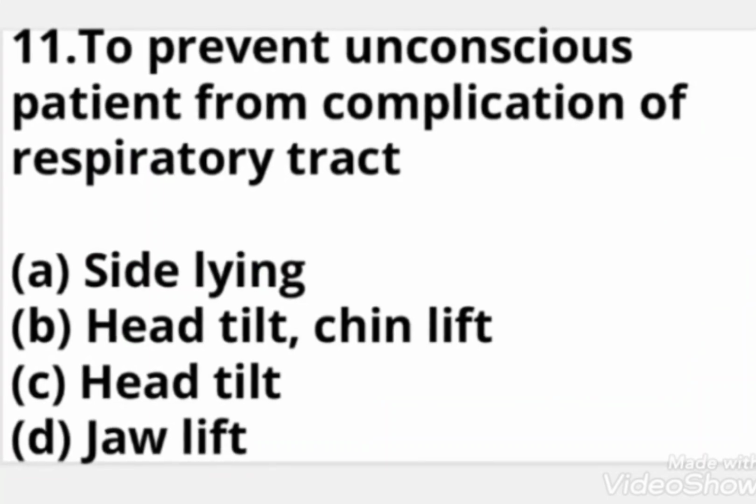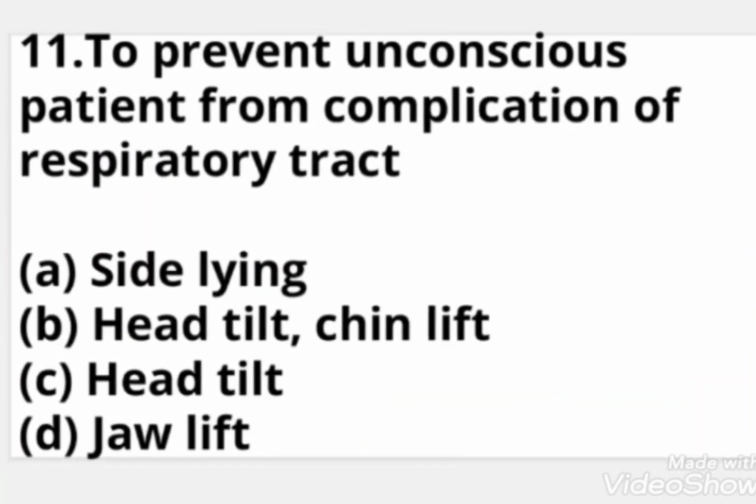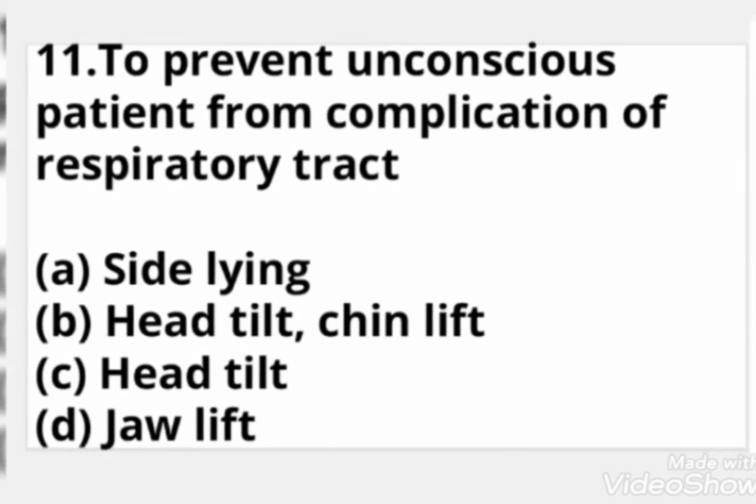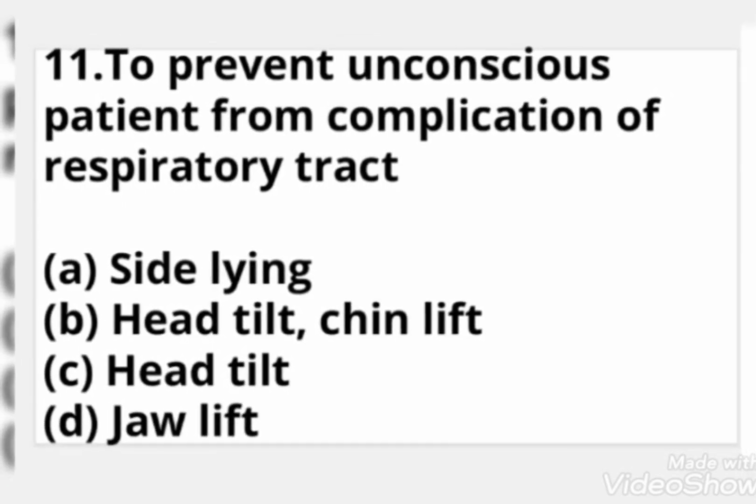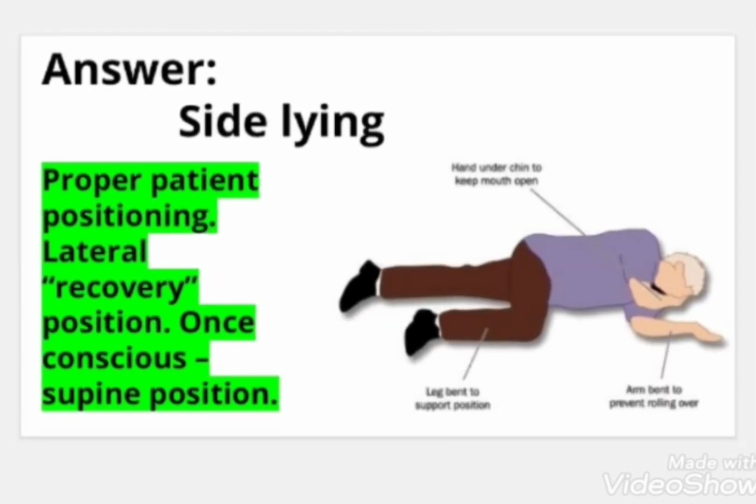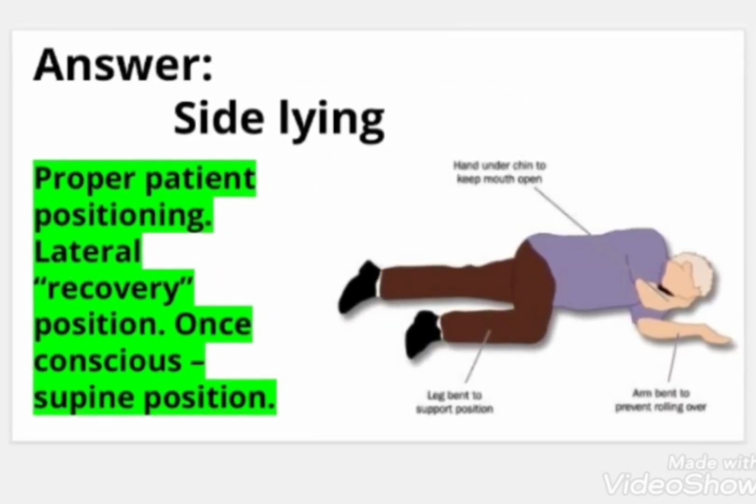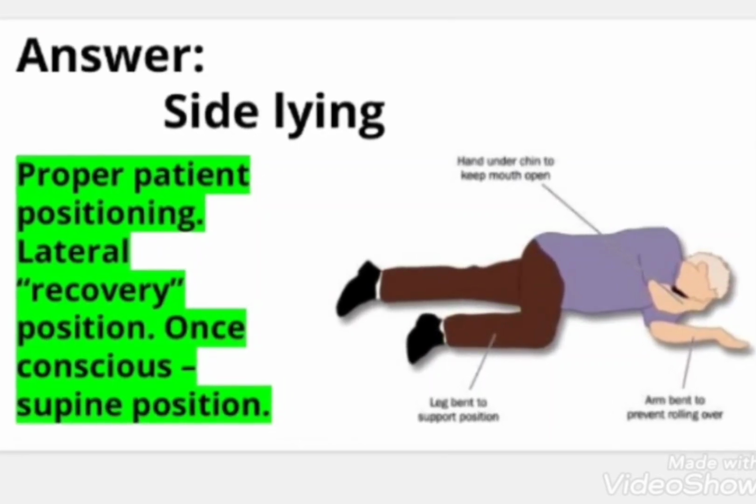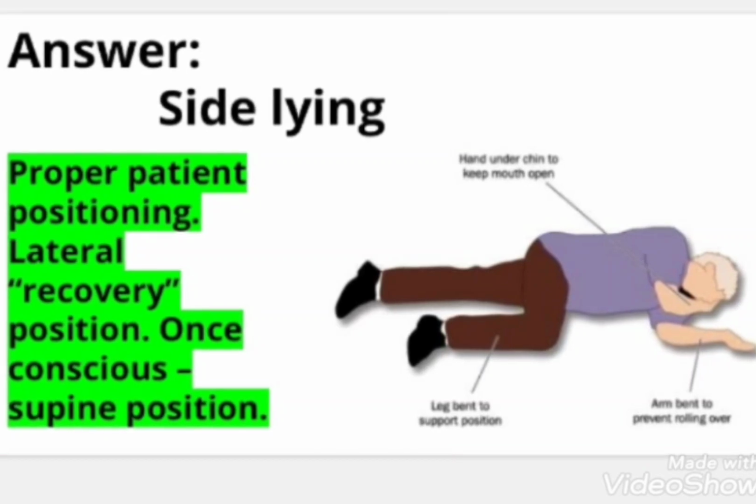11. To prevent unconscious patient from complication of respiratory tract. A. Side lying. B. Head tilt, chin lift, C. Head tilt. D. Jaw lift. Answer: side lying. Proper patient positioning. Lateral recovery position; once conscious, supine position.